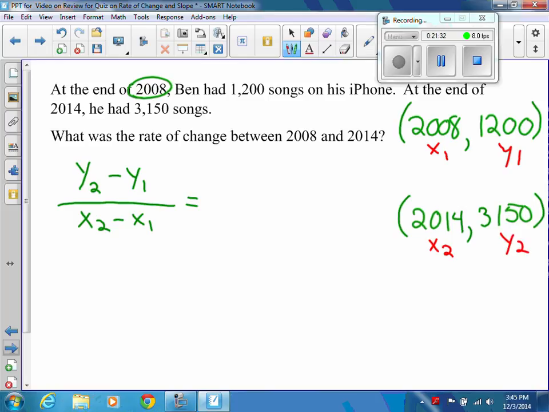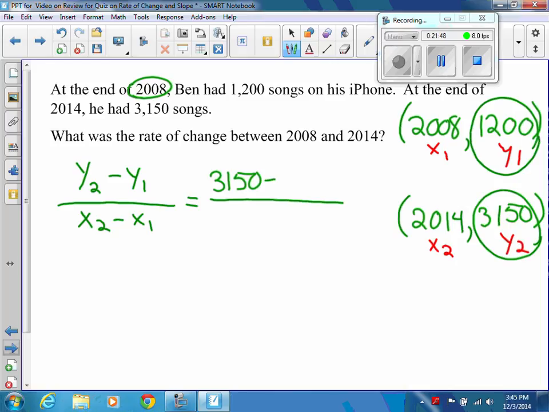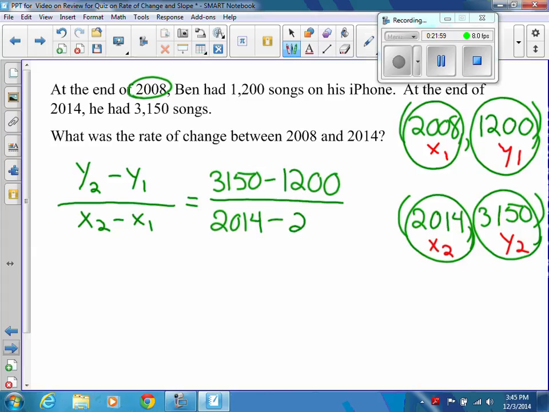All right, so I'm going to go over here to plug it in. So my y2 goes first. This is my y2, so I have 3150 minus my y1, which is 1200. Then I do my x2, 2014, minus my x1. Okay, I'm running out of room there, so I'm going to put my answer down here.